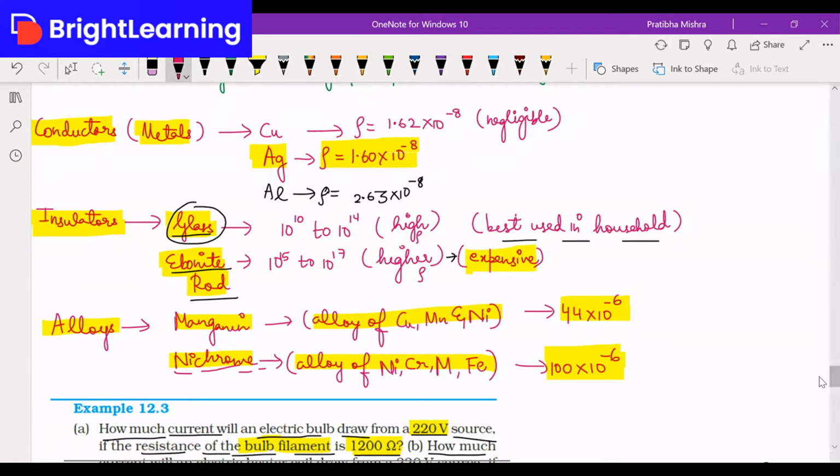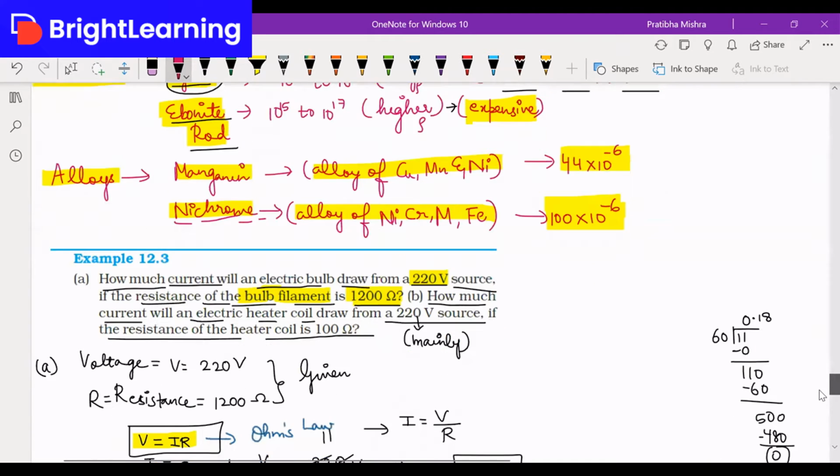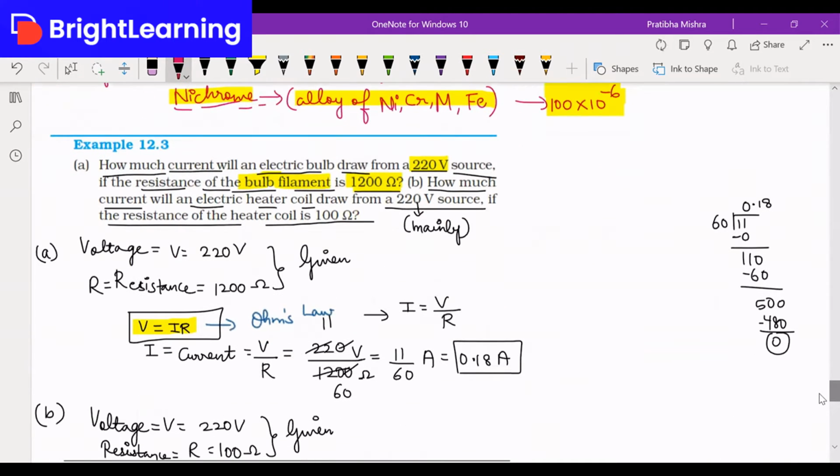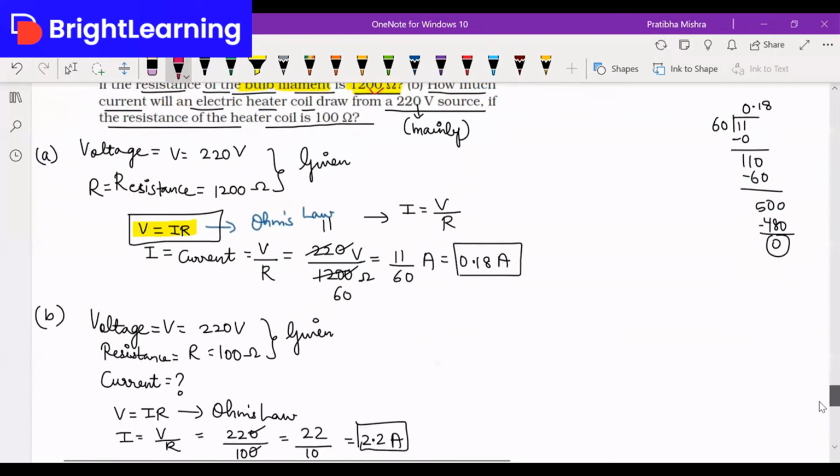So we started solving the questions. There were a few doubts which we cleared. This question was how to find the current that will flow through the electric bulb when you're using 220 volt, which is the electric potential, and 1200 ohms is the resistance used. A similar question was asked in part B also, so this was an easy question. Okay, next.